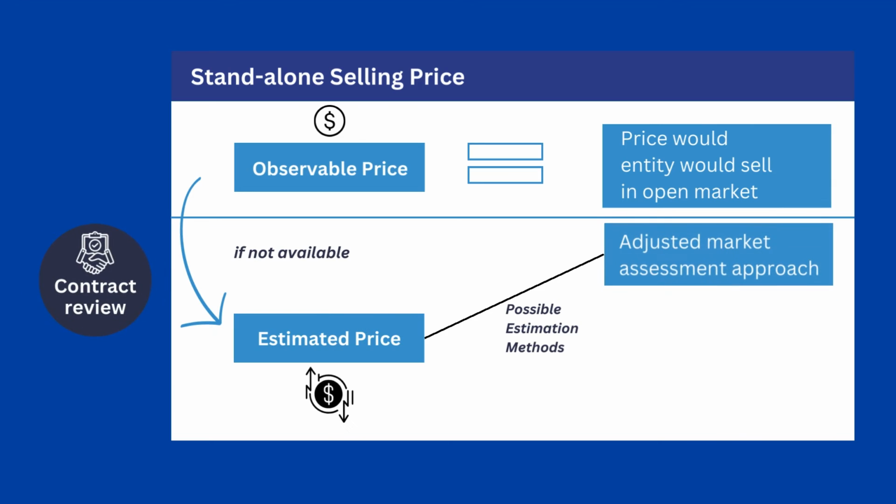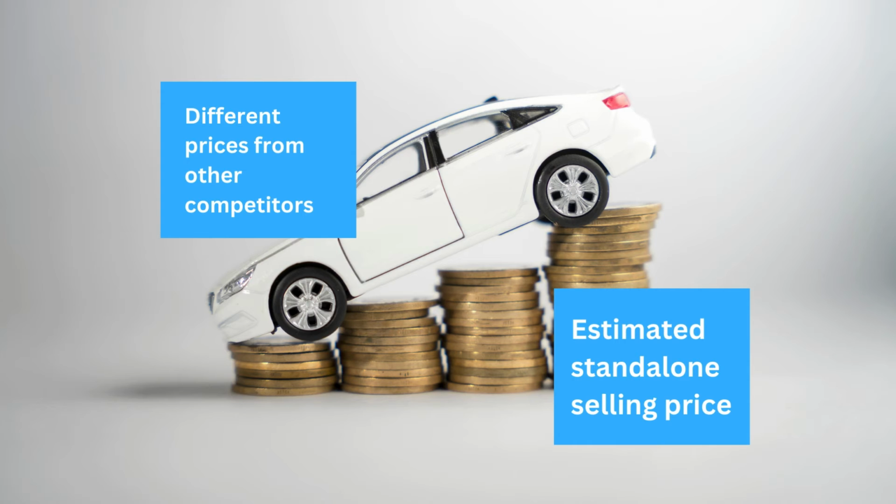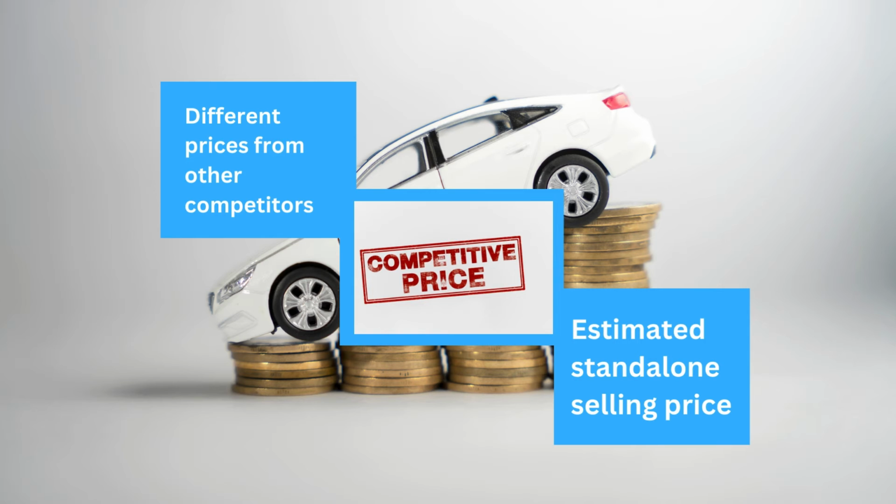The first one is the adjusted market assessment approach. In a nutshell, that means what do I think the companies, my competitors, would actually pay for this? So if I am Honda Motor Car and I know what Nissan or Toyota charge, I can get a bundle of different prices from other competitors to come up with my estimated standalone selling price. The issue with that approach is that most people do not know their competitors' pricing. It's a trade secret in most situations.